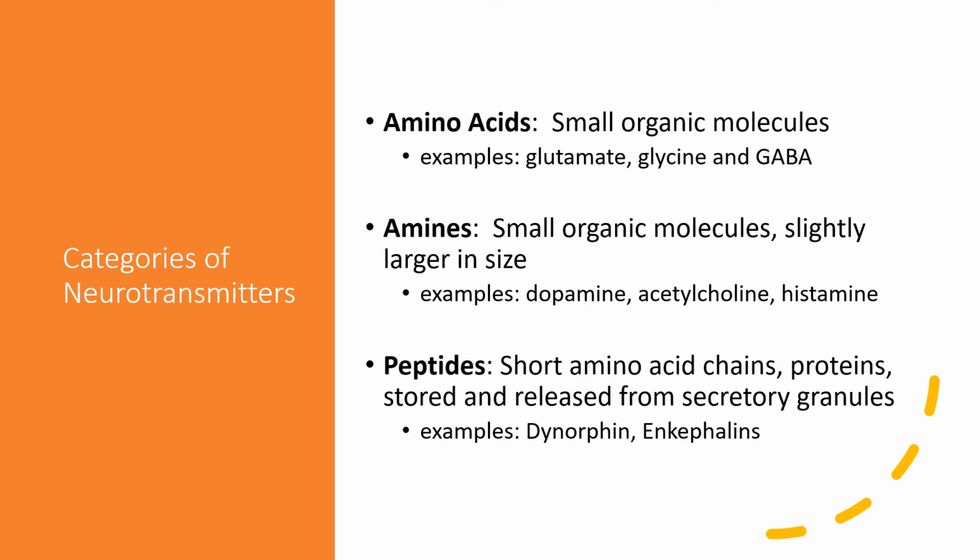We have amino acids, small organic molecules. Some of these are glutamate, glycine, GABA, which is short for gamma aminobutyric acid. We have amines, which are small organic molecules slightly larger in size, like dopamine, acetylcholine, and histamine. And then you have peptides, which are short amino acid chains, aka proteins, which are stored and released from secretory granules instead of the standard synaptic vesicles, because they're a little bit bigger. Dynorphin, enkephalins, and substance P are examples.